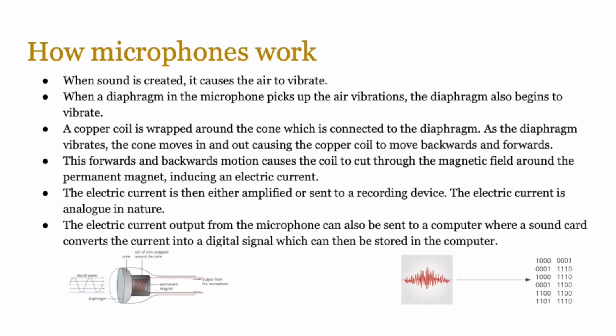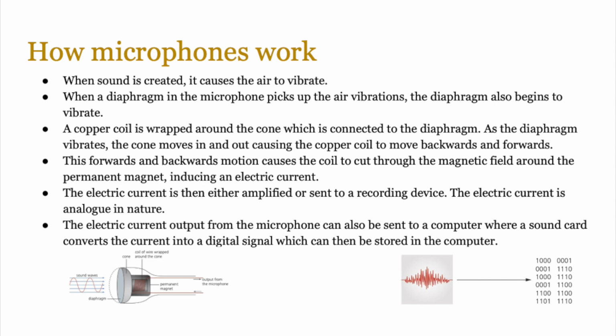Okay, so when sound is created, it causes the air to vibrate. When a diaphragm in the microphone picks up this air vibration, the diaphragm also begins to vibrate. A copper coil is wrapped around a cone, which is connected to the diaphragm. As the diaphragm vibrates, the cone moves in and out, causing the copper coil to move backwards and forwards. This forwards and backwards motion causes the coil to cut through the magnetic field around a permanent magnet, which induces an electric current. This is basic physics, really.